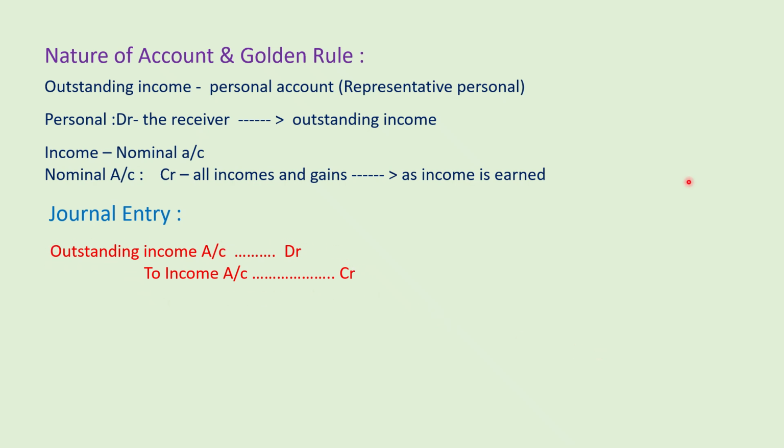Okay, let's see with an example. As in the previous slide, we have seen that 10,000 is a due amount, due rent that has to be received in the future. So we enter outstanding rent account debit 10,000 to rent account credit 10,000. I think you got a clear idea.